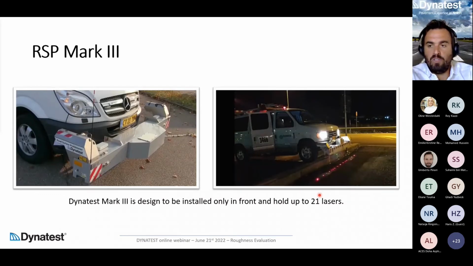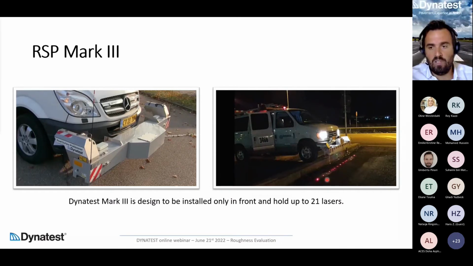So Dynatest produced two types of RSP equipment. The first one is called RSP Mark III. It is a front bar where we can install up to 21 lasers. As you can see here in this dark picture on the right, all these red dots on the pavement are the laser pointers. So you see the big number of points we have along this bar.